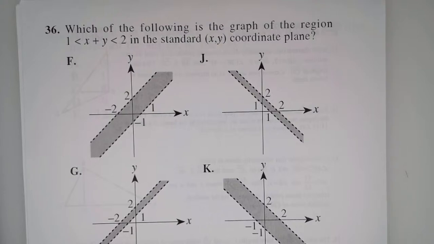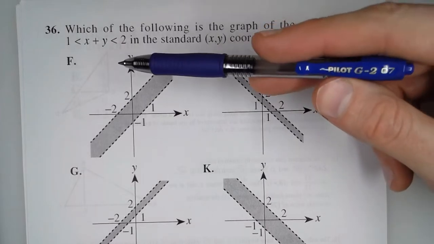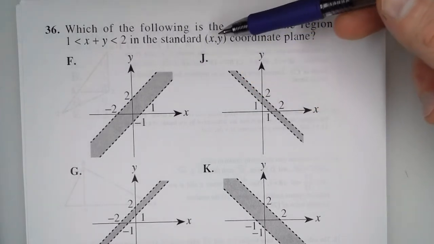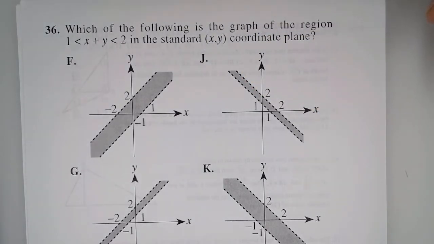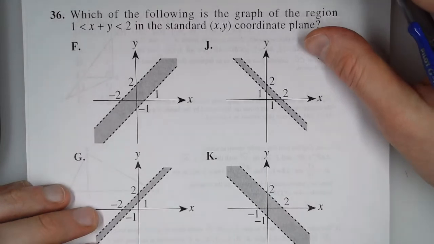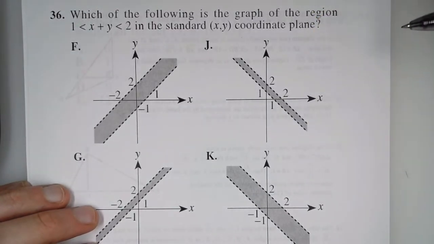In this problem, it says, which of the following is the graph of the region 1 is less than x plus y, which is less than 2 in the standard xy coordinate plane? There's really two ways to go about this. One way that I like to do is notice that they give you the x and y axes.